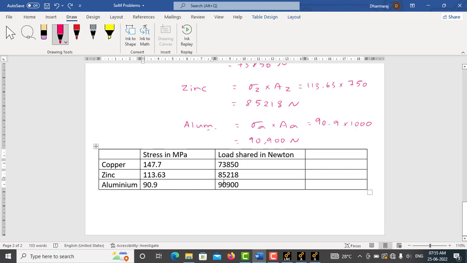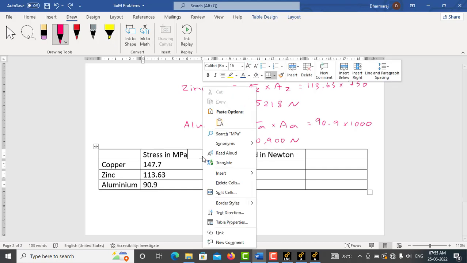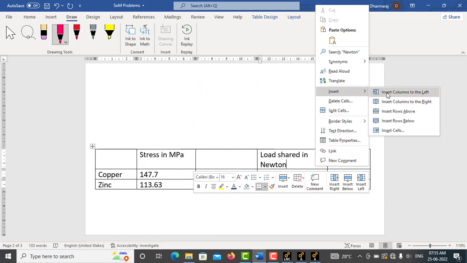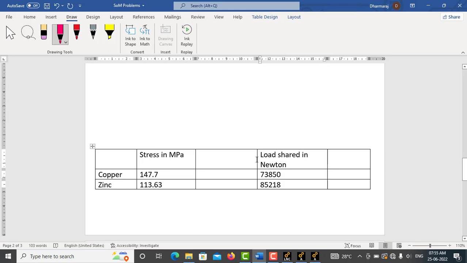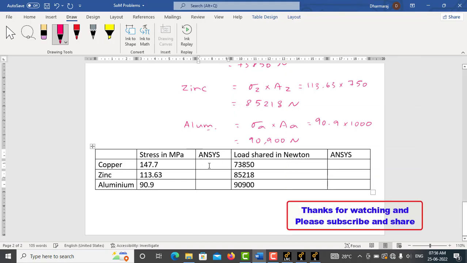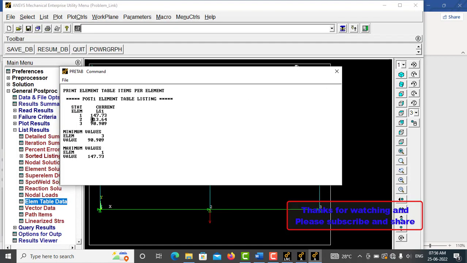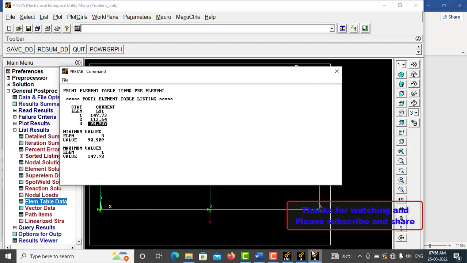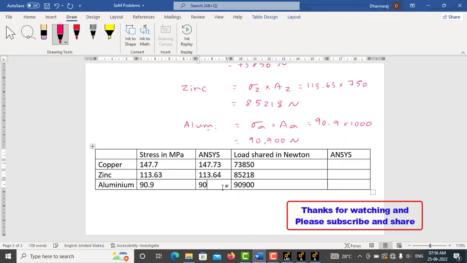Similarly, we can add one row and one column so that we can compare. Here we don't need it, the column is already there. So let me write ANSYS results and ANSYS theory, load share value. Here the stress is 147.73, for zinc it is 113.64, and for aluminum 90.909.